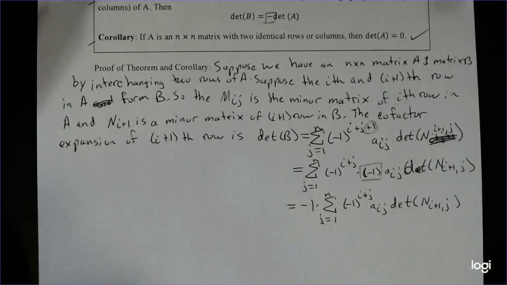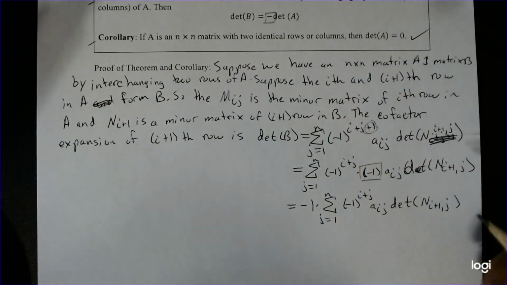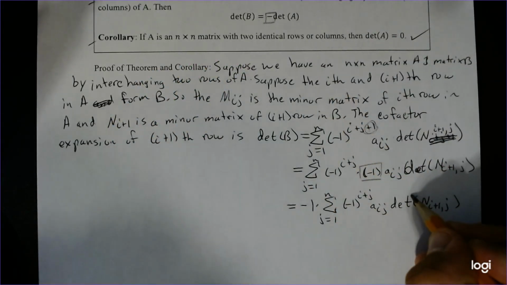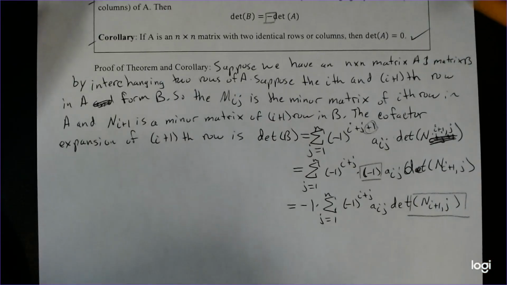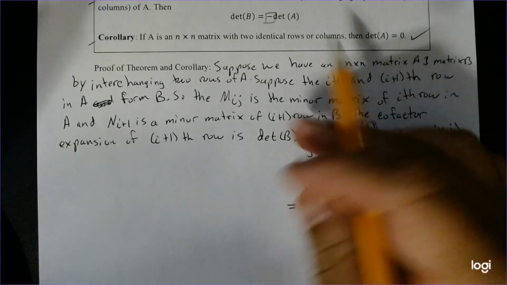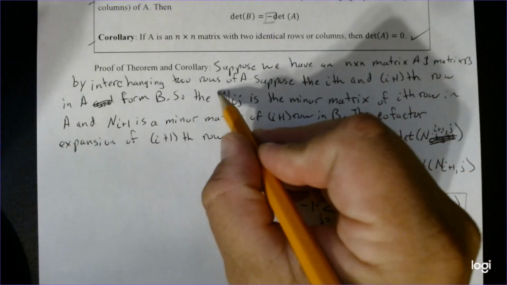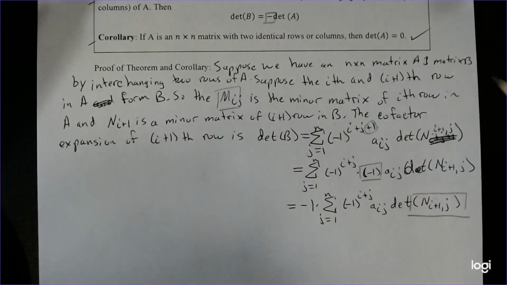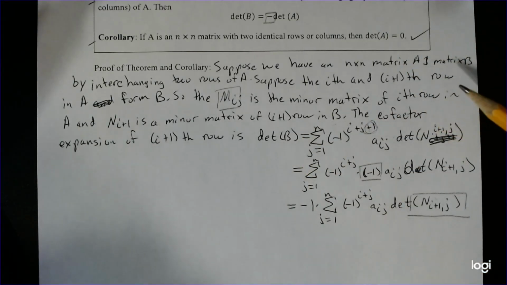Okay. Now, this is where we go back to our setup here. Let's talk about this stuff right here. So we said that this is the minor matrix of the I plus 1 row of B, right? That's the one we just swapped around. And this one was the minor matrix of A in the ith row.